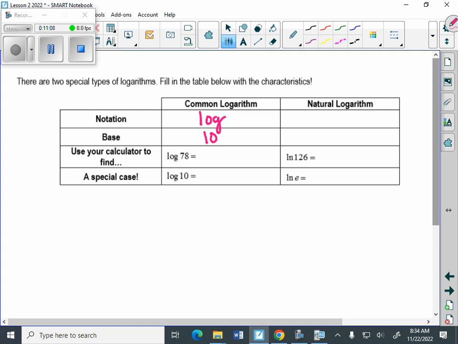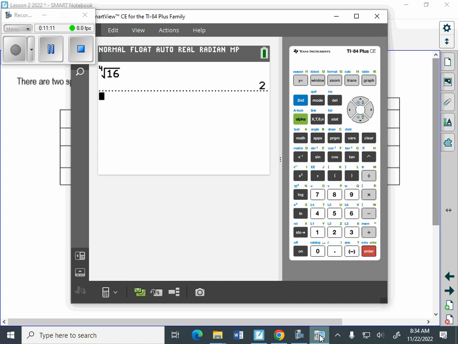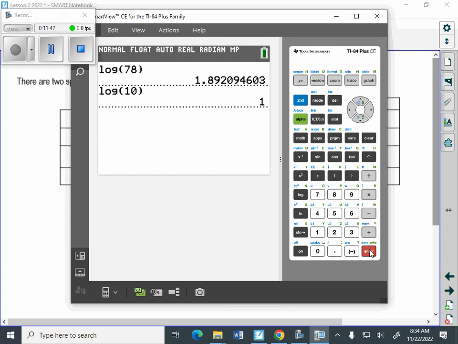So if we flip over here and look at log of 78, the log button is to the left of the screen and 4 from the bottom. Here's log and 78, and we can look at our value here when we press enter. We also have to fill in what log of 10 equals. Well, I don't really need a calculator for log of 10, but if we type it in anyway, we get 1. So our log of 78 is 1.892.